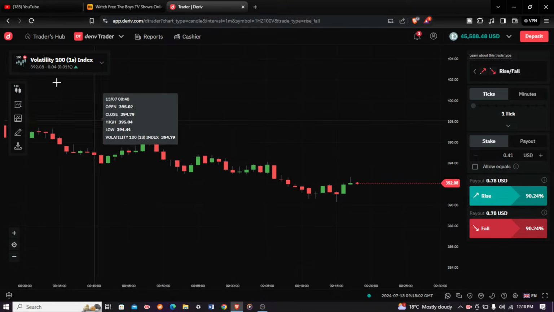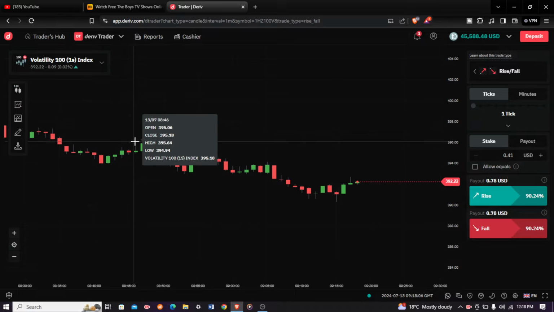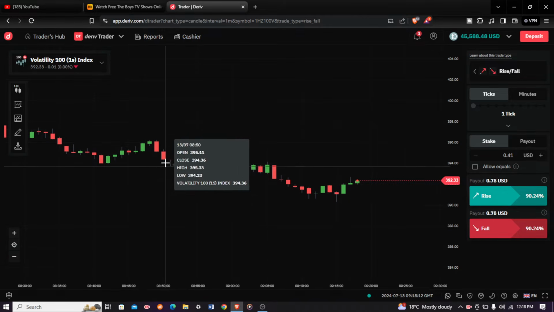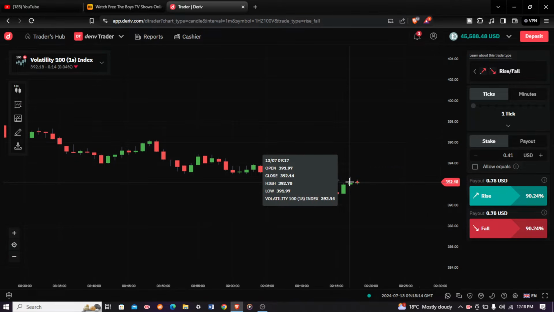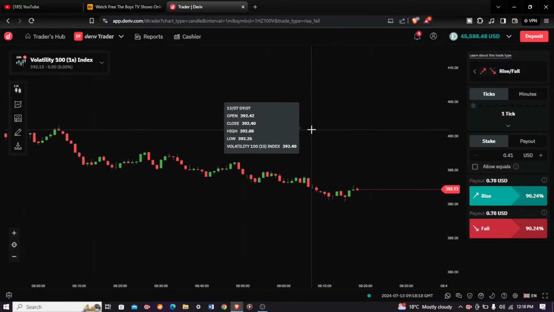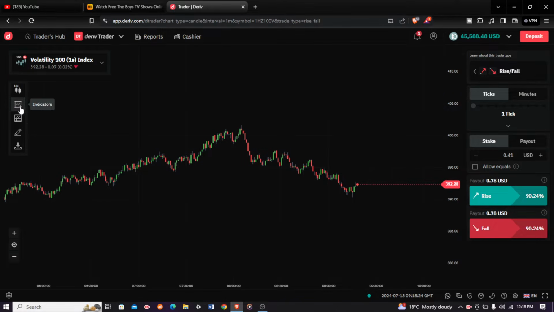Okay, after you're done with that, as I told you, never use indicators. If indicators worked, everyone would be making a profit in the market, but not everyone makes a profit. Why? Because indicators are unreliable. Don't worry, I will show you how you can trade using the market, using how it moves, using the support and resistance and so on. All right, and yeah, this is it.